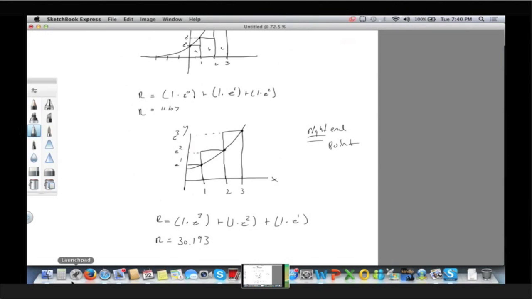How could we figure out the exact value of the definite integral? We can find the exact value of the definite integral if we take the limit of the Riemann sums as n goes to infinity.